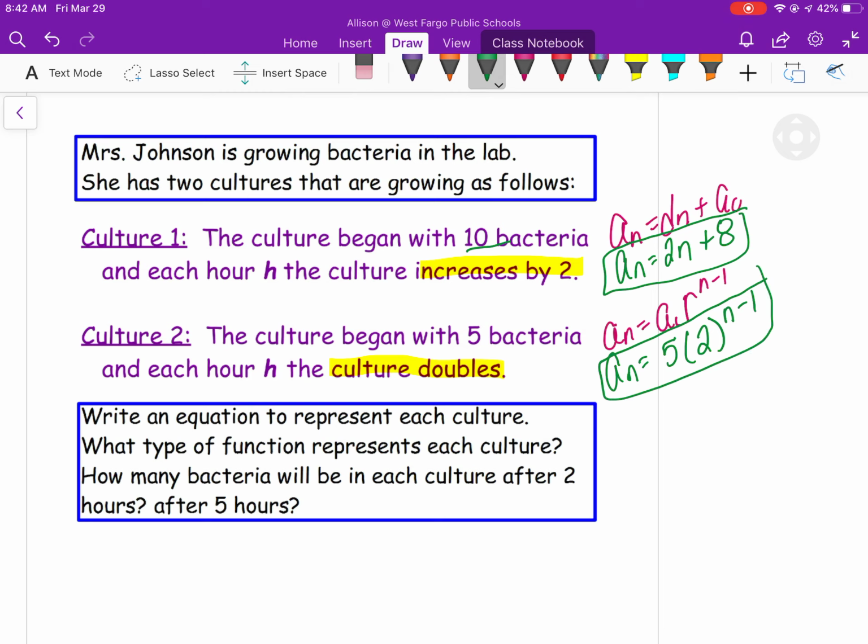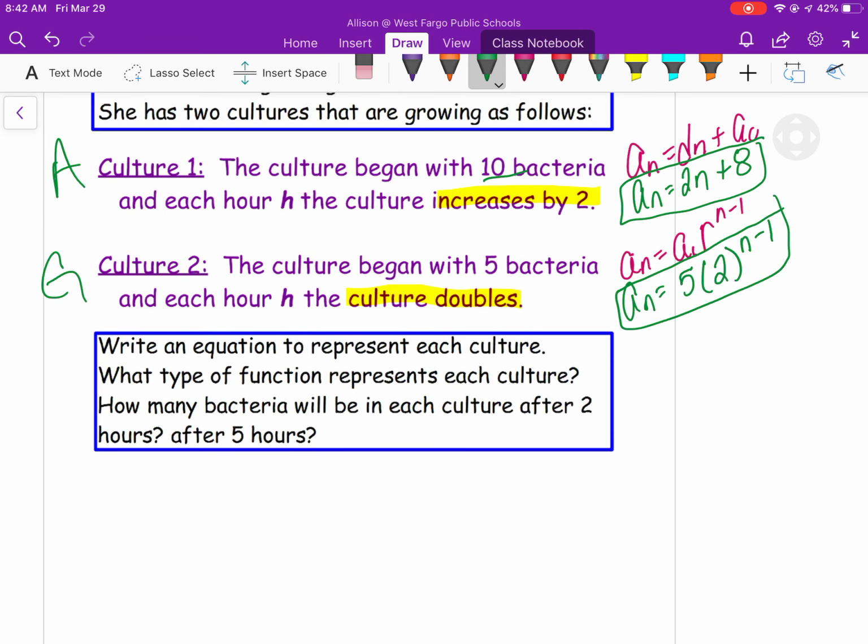Now, what type of function represents each culture? Oh, we talked about that. So this one's arithmetic, this one's geometric, and then we have the equations. How many bacteria will there be in each culture after 2 hours, and how many bacteria will there be in each culture after 5 hours?